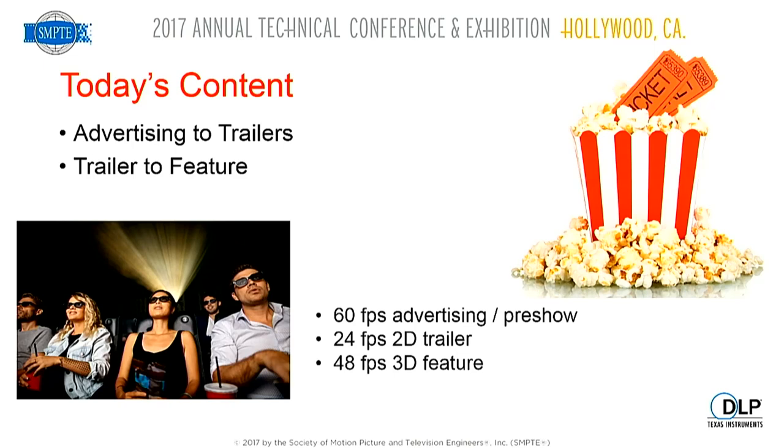Today's content. Advertising pre-show might be at 60 frames a second, okay? Could you seamlessly transition that into your 2D trailers at 24? Could you seamlessly transfer into 48 frames per second 3D? Sure. Can you do it now? Sure. You put about 2 seconds of black in the middle, okay, so that while we're changing everything and loading up all the next frame rate and frame rate specific information, you don't see a disturbance on screen, okay? You wouldn't have to do that.